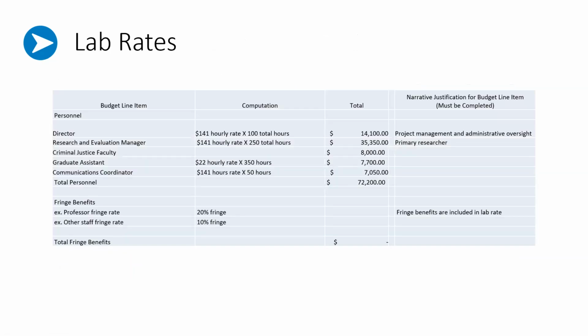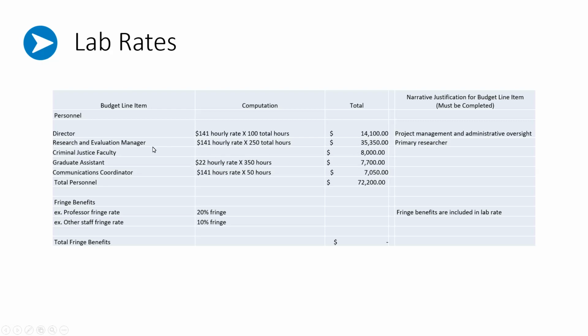Let's take a look at a lab rate. Some organizations use a lab rate for their budgets, and this is a rate that's been calculated by the finance department to say this is what it costs you to run per hour, basically. And in this case, the director was going to work 100 hours on this project, and the lab rate was $141 an hour. So the director charge was $14,100 to the grant.